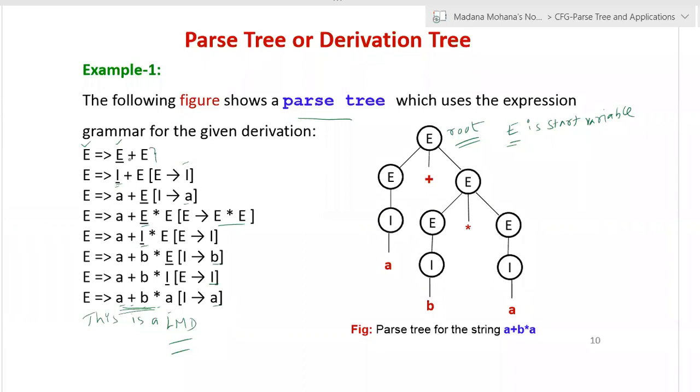So here we discussed one property. A derives x1, x2, and so on, Xn is a production. Then x1, x2, and so on, Xn are children of A. Those are all connected to A from left to right.